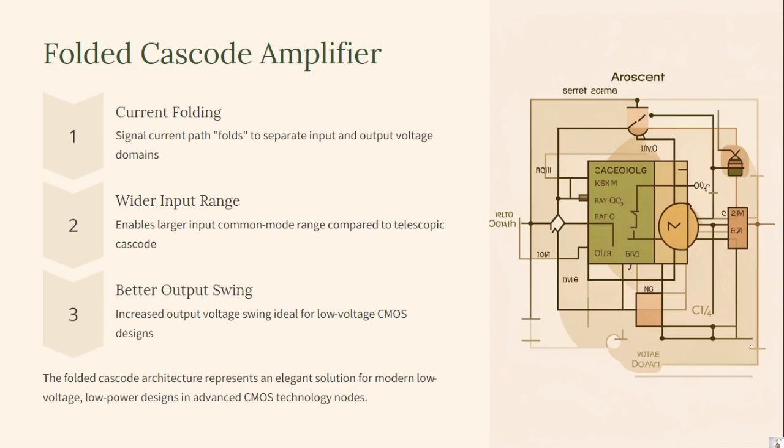Next, we see about the folded cascode amplifier. The folded cascode is an elegant solution for modern low voltage designs. Here, the signal current path folds, separating input and output domains. This allows a wider input common mode range and better output swing compared to telescopic cascodes. This makes it ideal for low voltage CMOS designs.